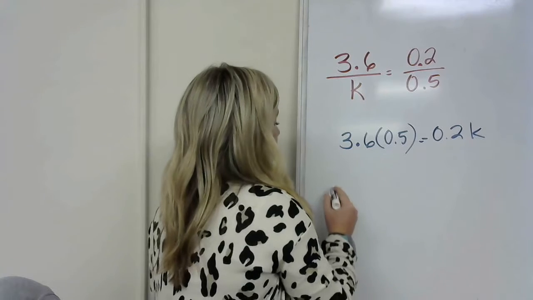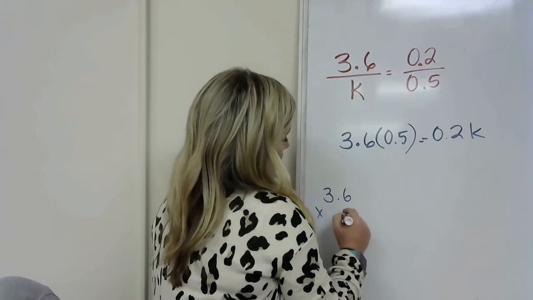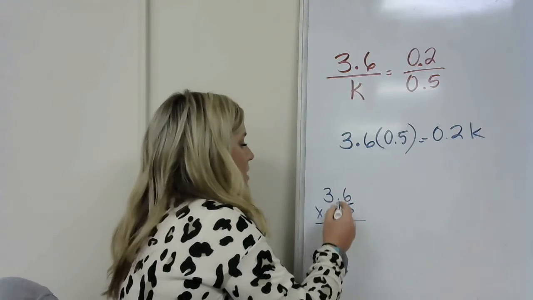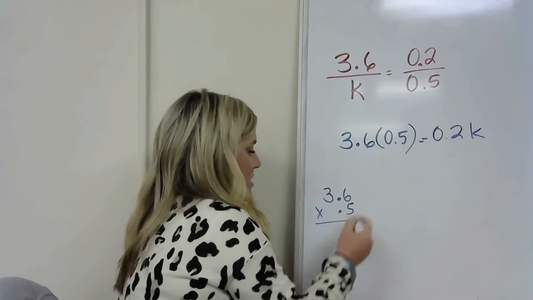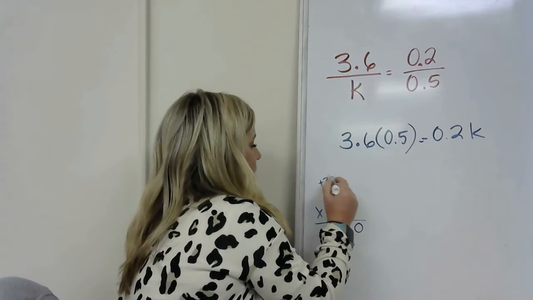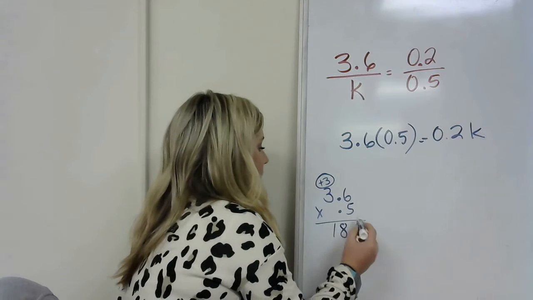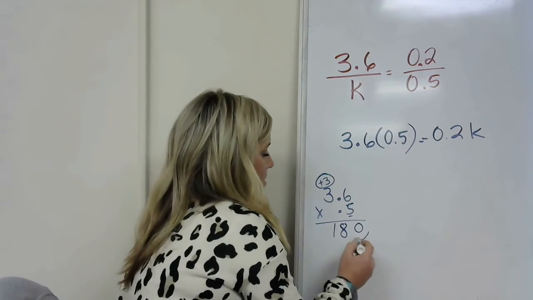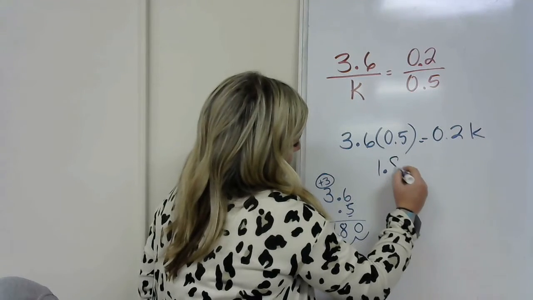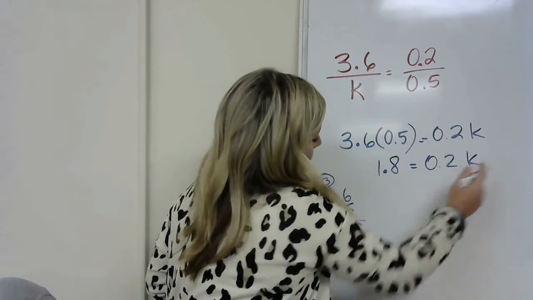And 3.6 times 0.5, and I'm not lining it up. It happened to line up. I don't line up my decimals when I'm multiplying by decimals. This just happened to. 6 times 5 is 30. The 0 can stay. The 3 has to go. 3 times 5 is 15, and 15 plus 3 is 18. And I've got 2 decimal places. So I got 1.8 is equal to 0.2 K.